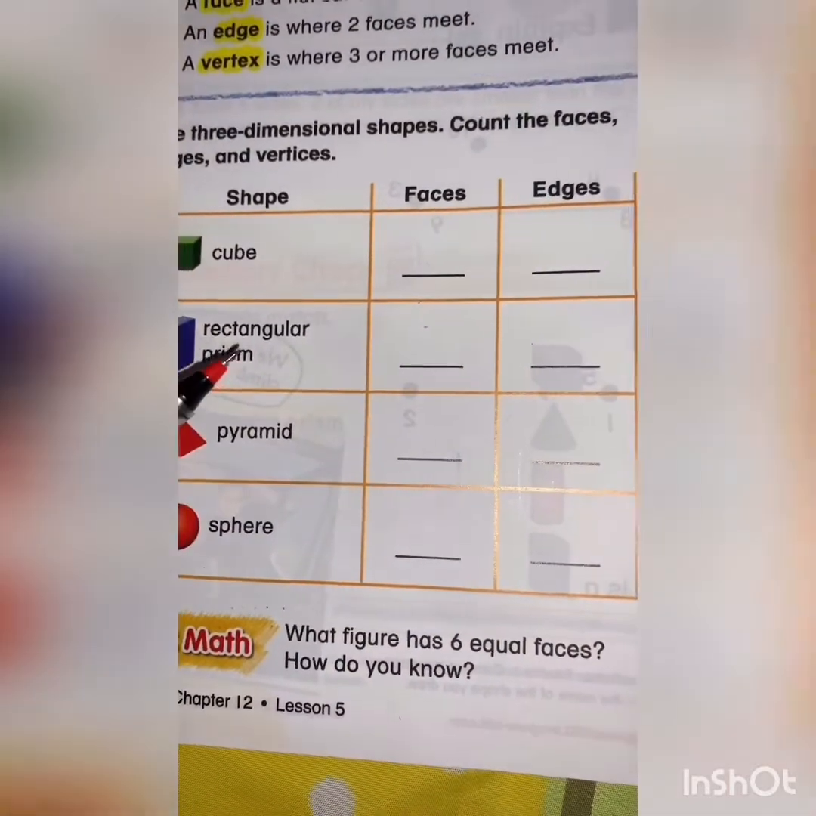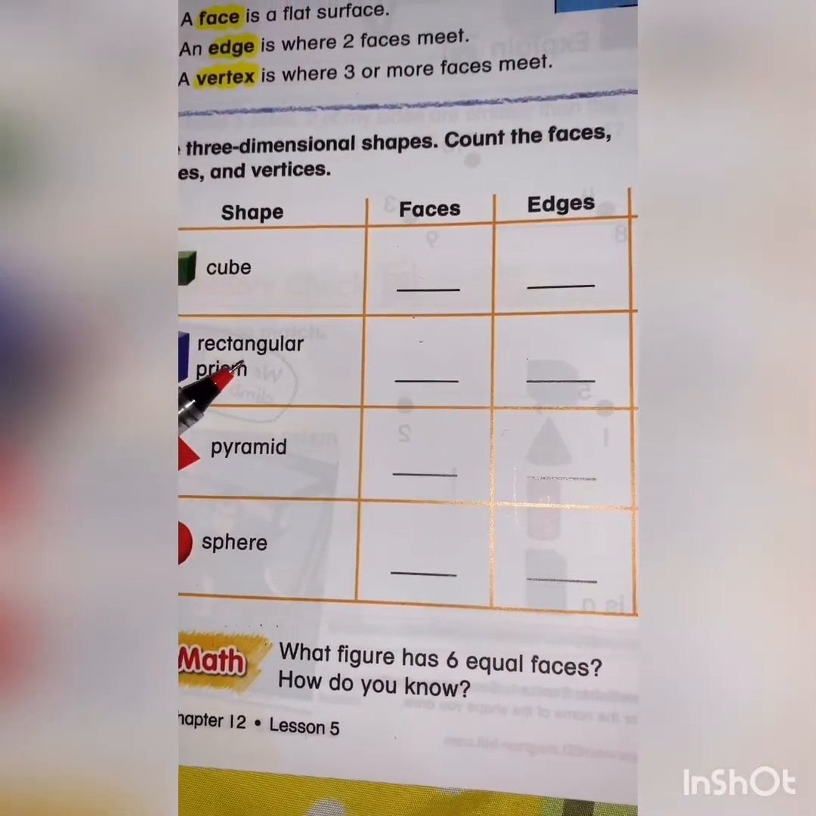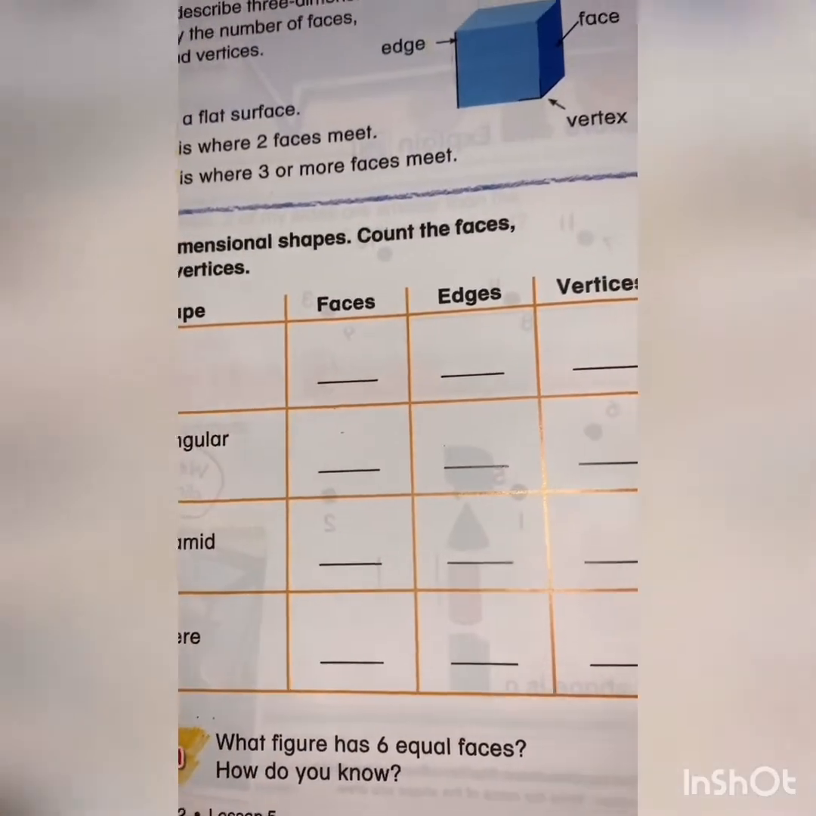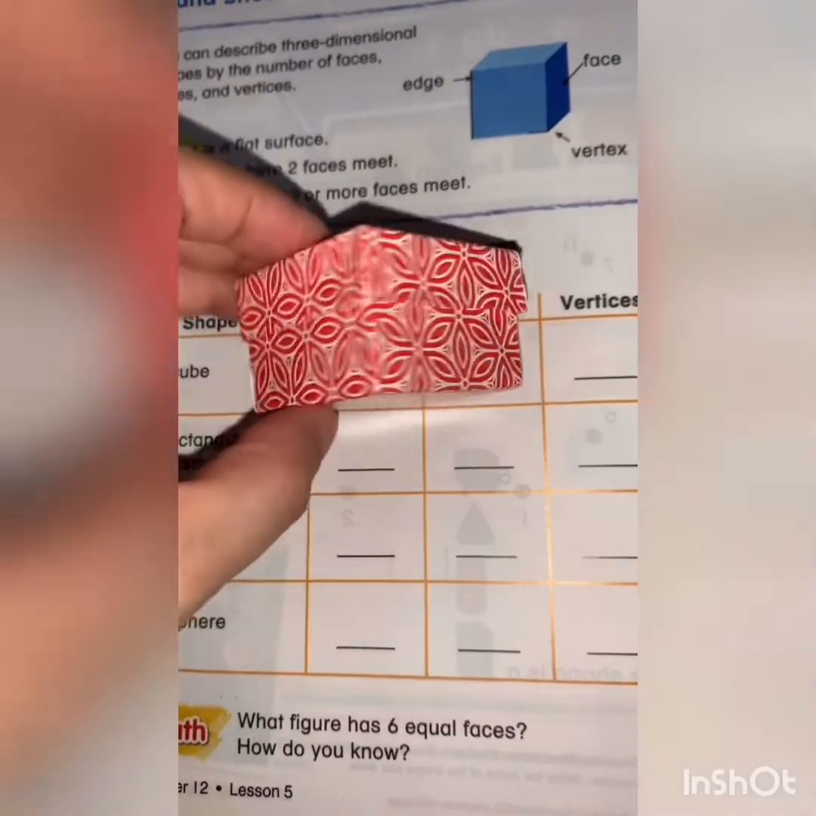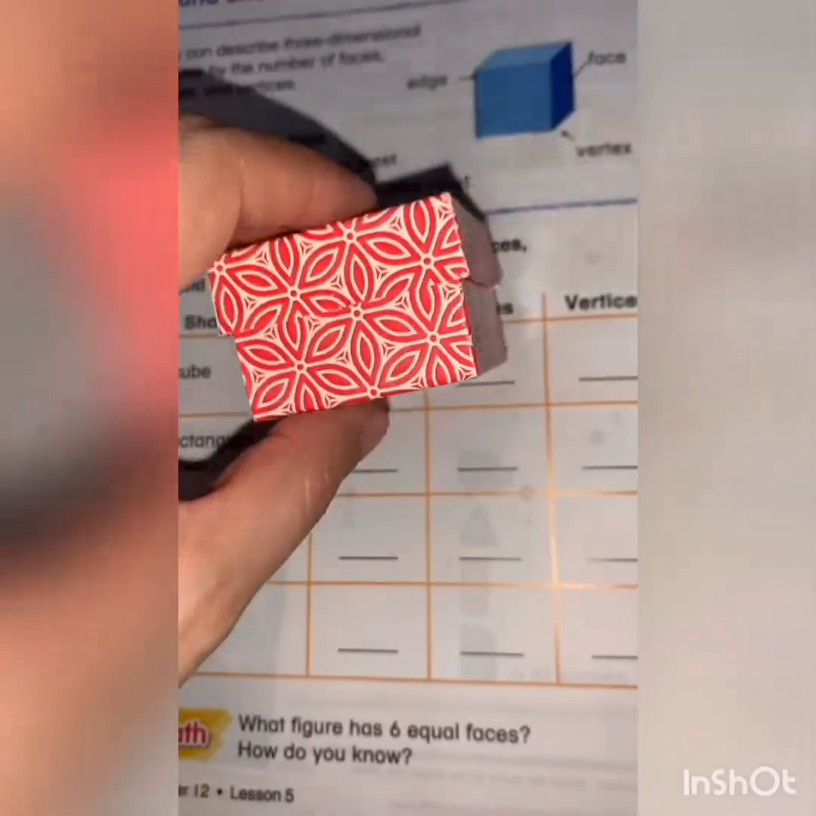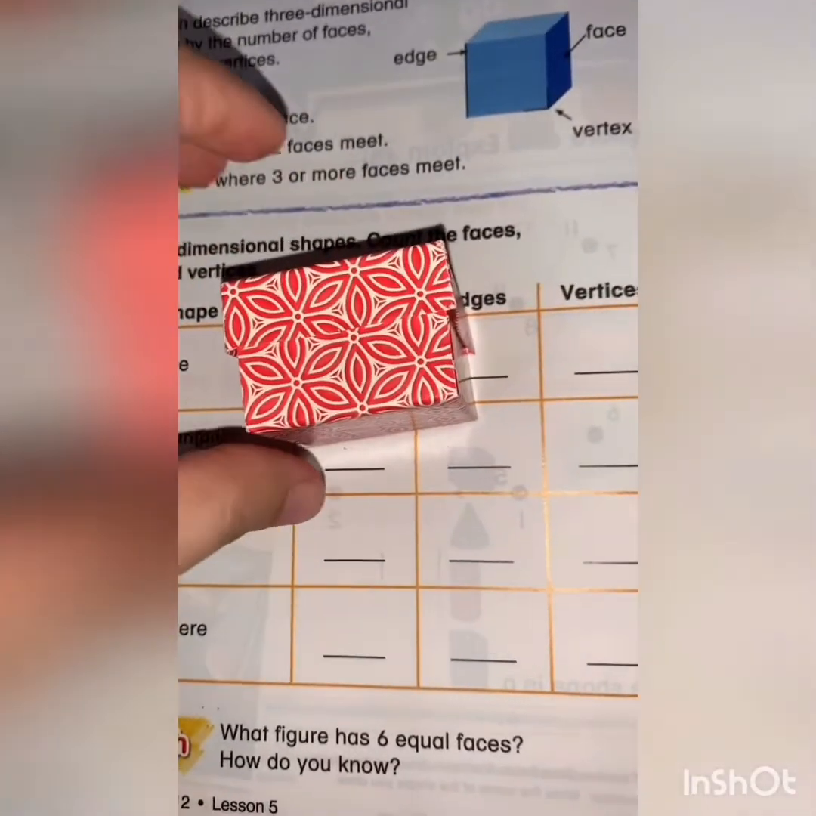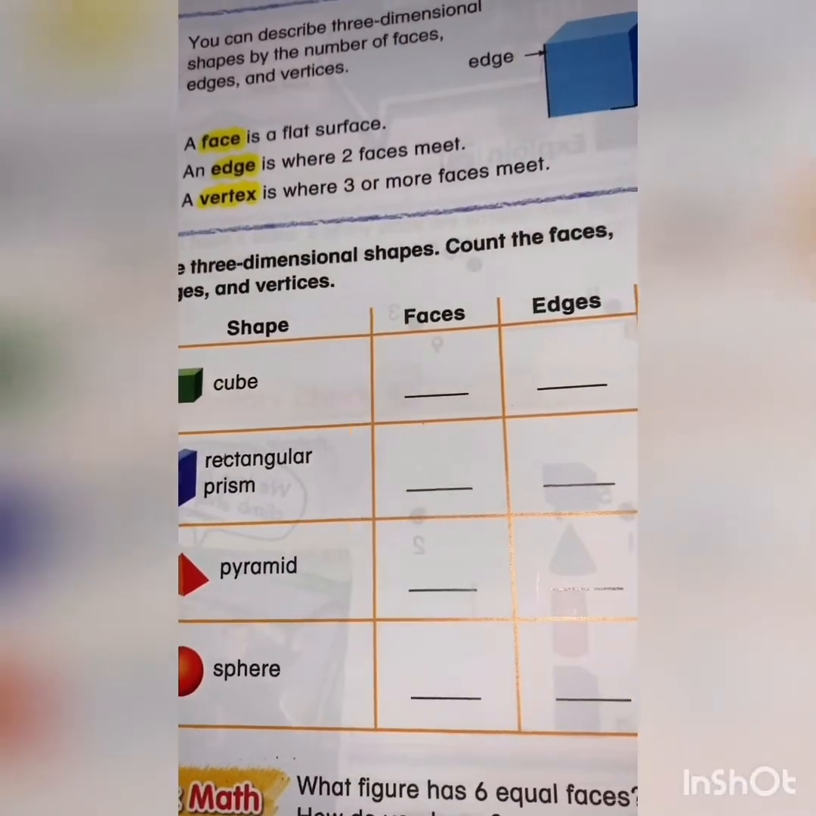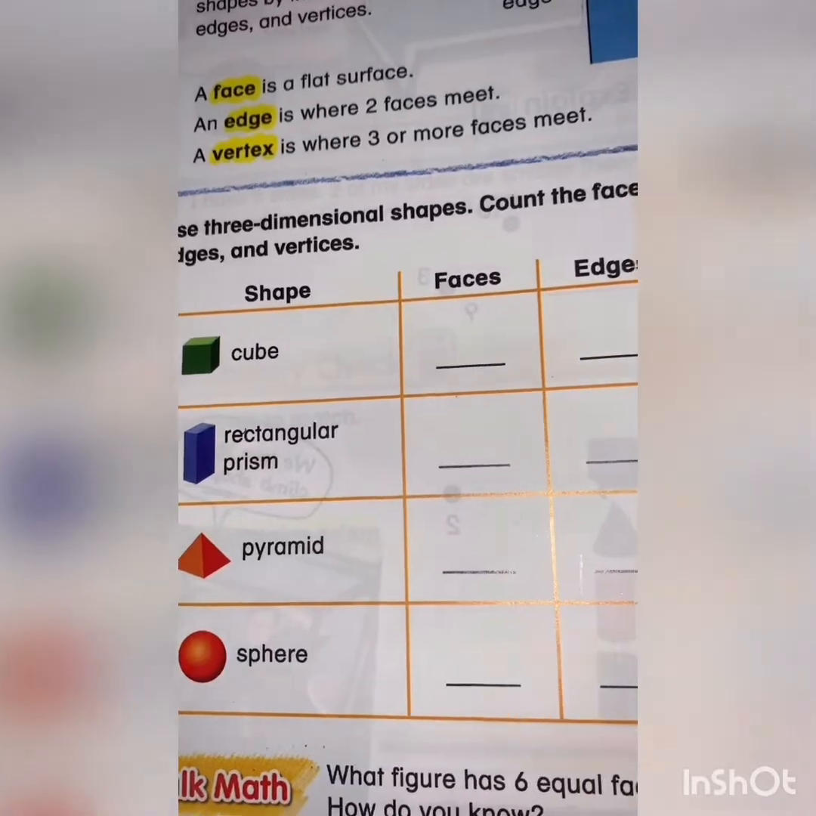As for the rectangular prism, you will find the rectangular prism has the same numbers of faces, edges, and vertices. Yes, this is a cube, but the rectangular prism will have the same number as the cube because it has the same number of faces.